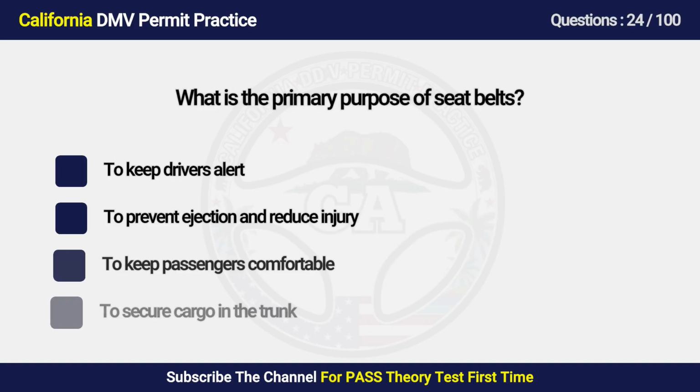Question 24. What is the primary purpose of seat belts? A. To keep drivers alert. B. To prevent ejection and reduce injury. C. To keep passengers comfortable. D. To secure cargo in the trunk.